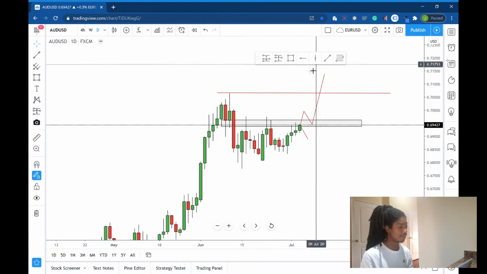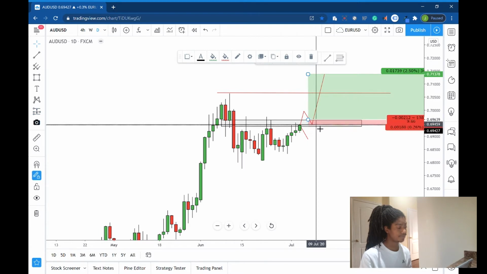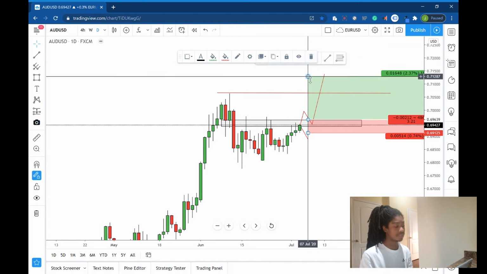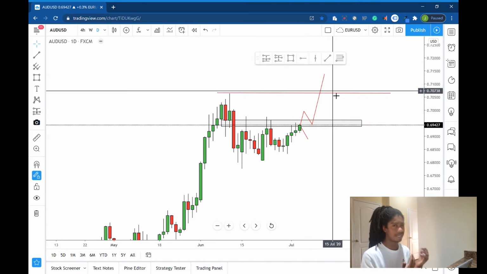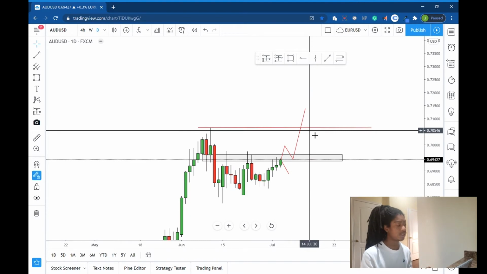So if we do break above, I would just be looking for a retest as well, back down to this area. Stop loss on the other side of the zone, somewhere that I feel safe, and then I would set my target. That depends on my entry and things just like that. Like, am I just willing to risk 1 to 1, 1 to 2?